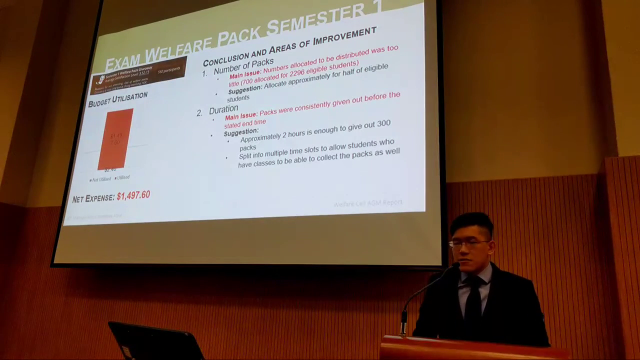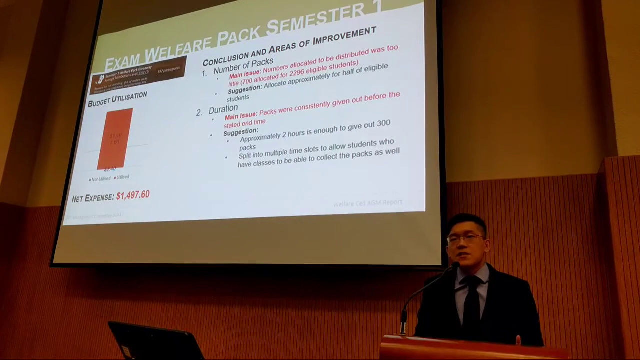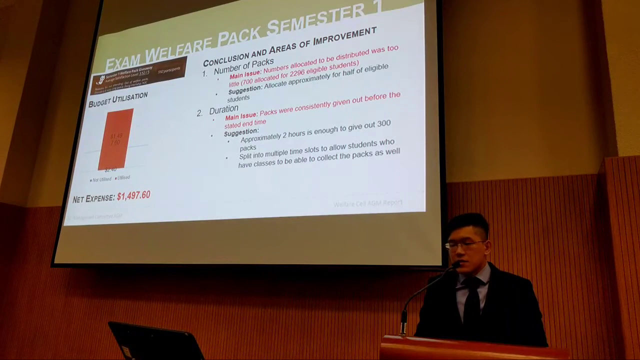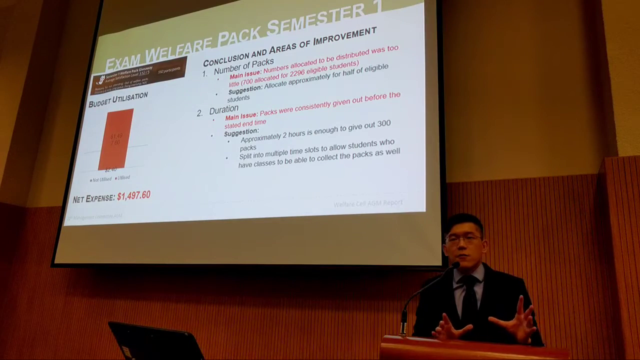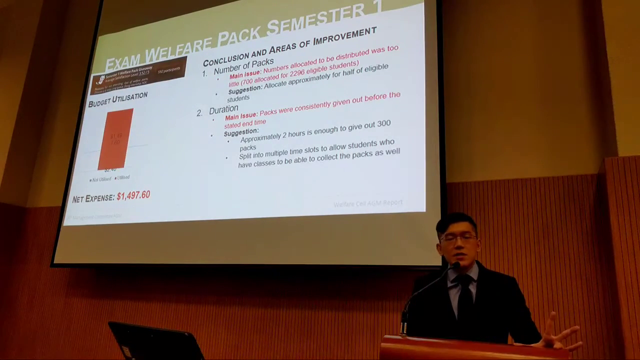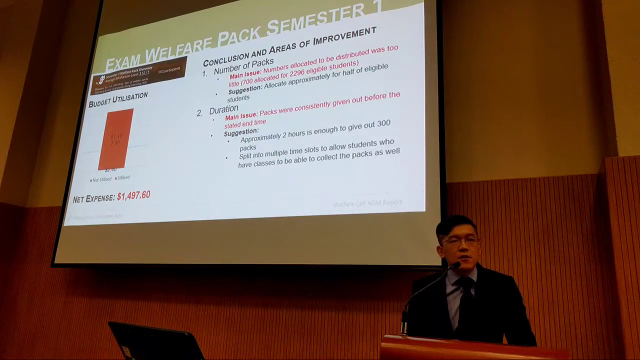So like I said, the welfare packs were given out really fast in Sem 1. So 2 hours, everything done already. So next time we were thinking, make sure you have different portions of welfare packs so that you can give, let's say, 150 to people from 1 to 3, and then another 150 from 3 to 5, so that at least everyone has a chance to get a welfare pack. Otherwise, this is a common problem in Sem 1. Everyone keeps rushing, and then a lot of people complain about how they're not getting their packs.